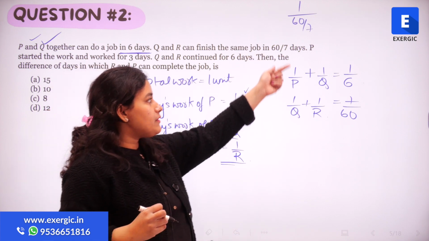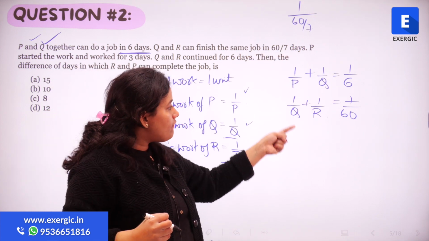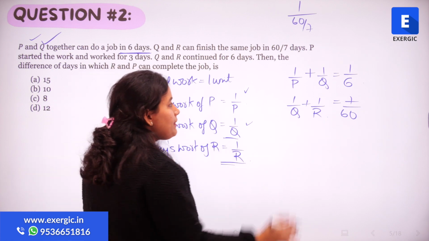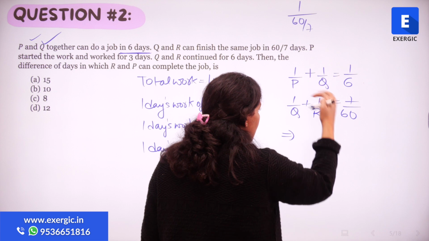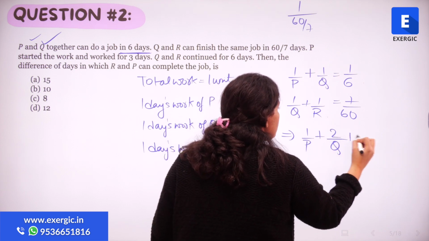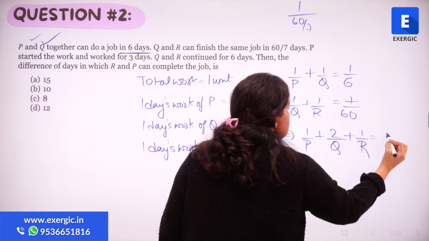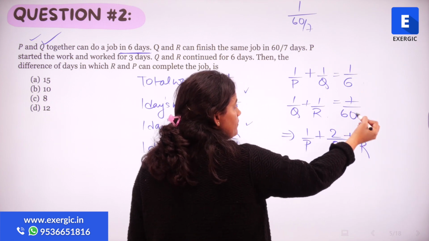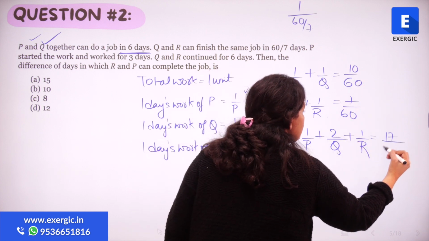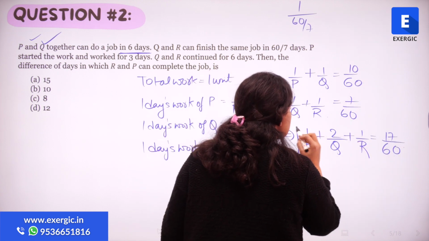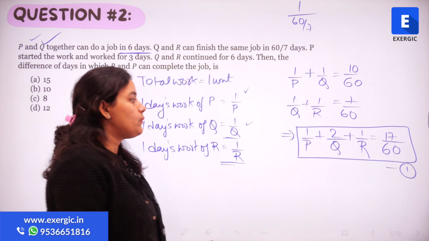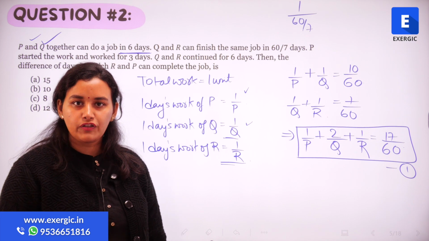So 1 by P plus 1 by Q is 1 by 6. 1 by Q plus 1 by R is 7 by 60. Okay. Let me add these two relations. If I add these two relations, what will I get? 1 by P plus 2 by Q plus 1 by R is equal to 1 by 6 plus 7 by 60. So this can be written as 10 by 60, and I will get 17 by 60. So this is the first relation between P, Q and R that we have got, right?